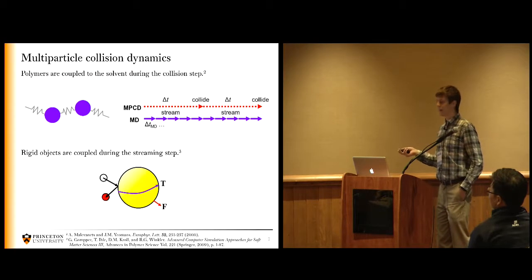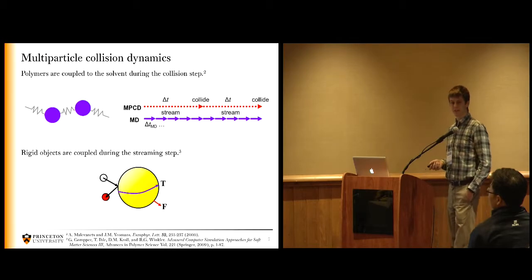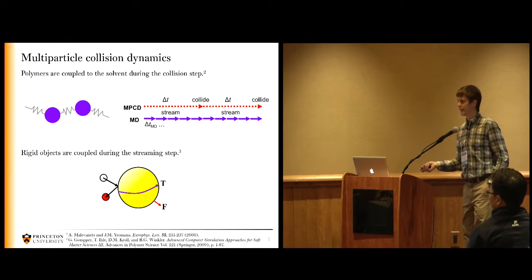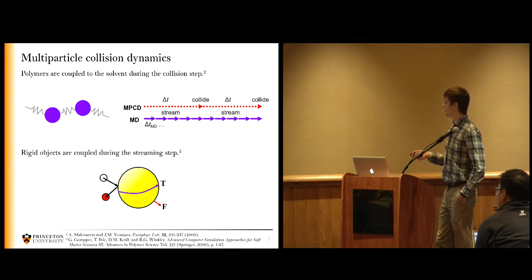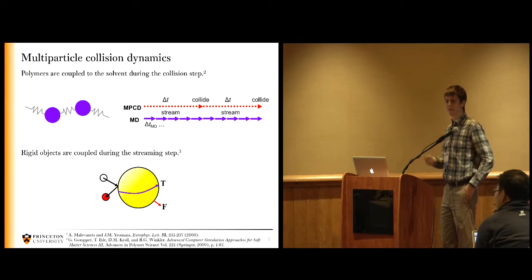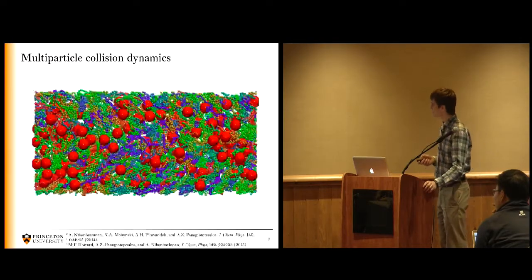I mentioned boundaries, but we can also put in things like nanoparticles during the streaming step. And so the solvent particles will come, and they'll strike off of these rigid surfaces, and we can give no slip boundary conditions there. And the collision between the solvent and the solute imparts a torque and a force, which give rise to the right rotational and translational diffusion coefficients.